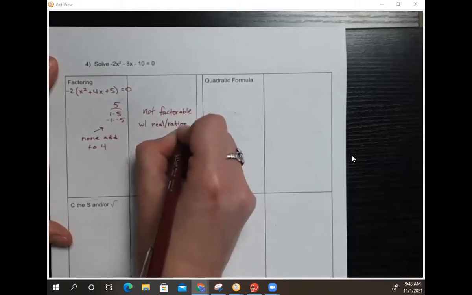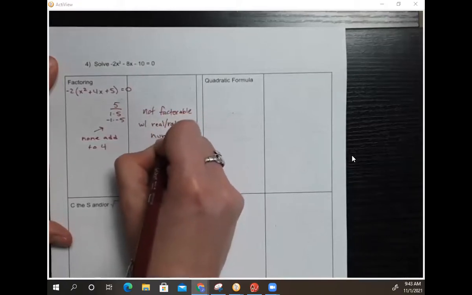With real rational numbers. Maybe I'm going to get some of those funky square roots again. Maybe I'm going to get something imaginary. I don't know right now. We'll find out.